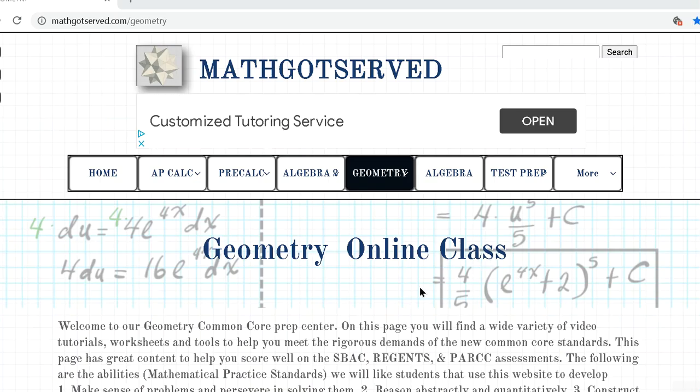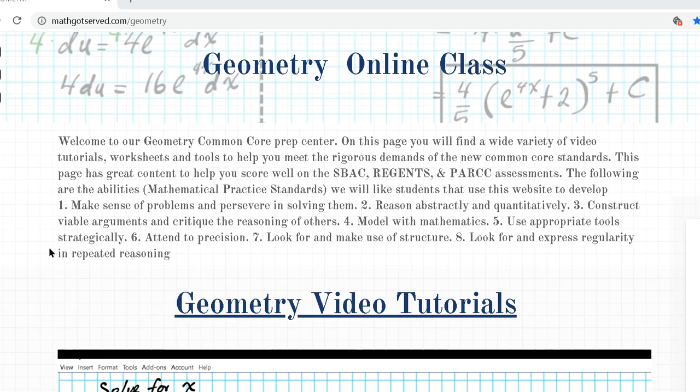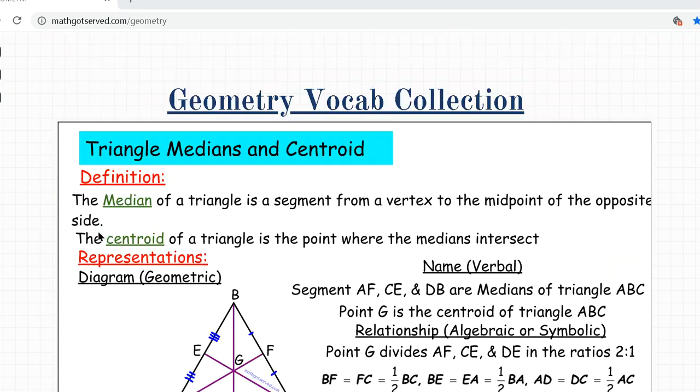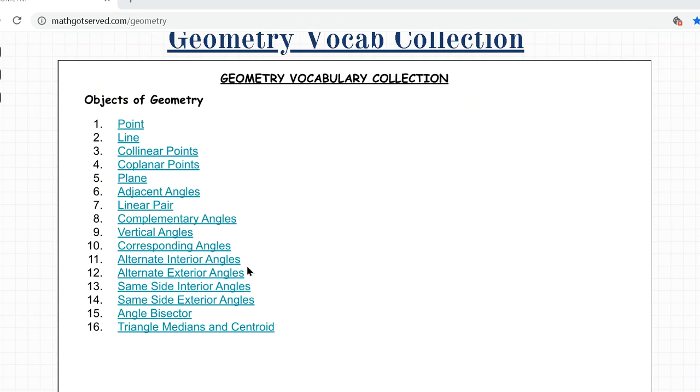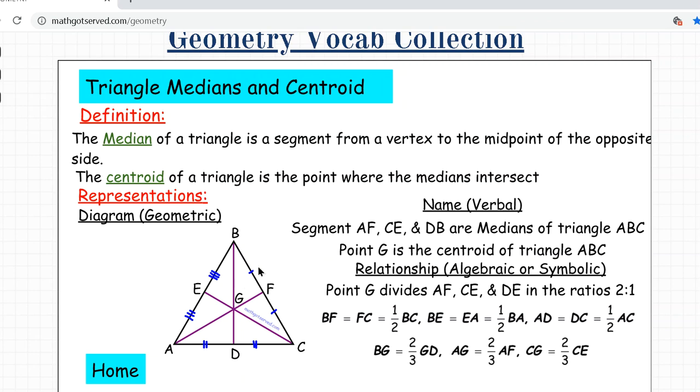Alright, so the first question we're going to be addressing is, what is the median of a triangle? This is our website, Mathgotserved.com. We're going to scroll down to the geometry vocab collection, and go to number 16, which is triangle medians and centroid. So what is a median? You notice the definition here. The median of a triangle is a segment from a vertex to the midpoint of the opposite side.